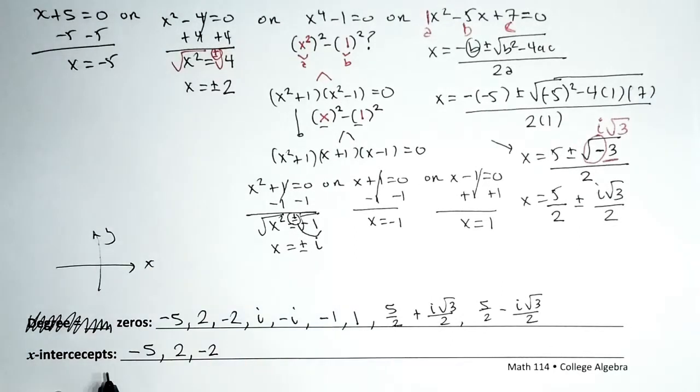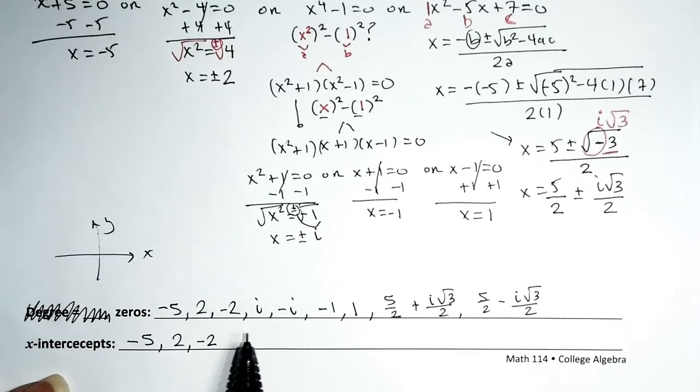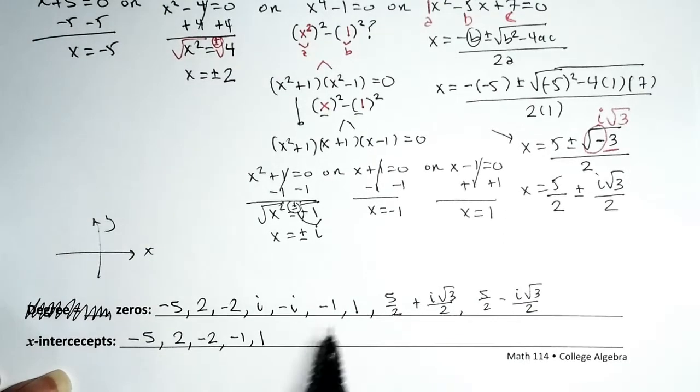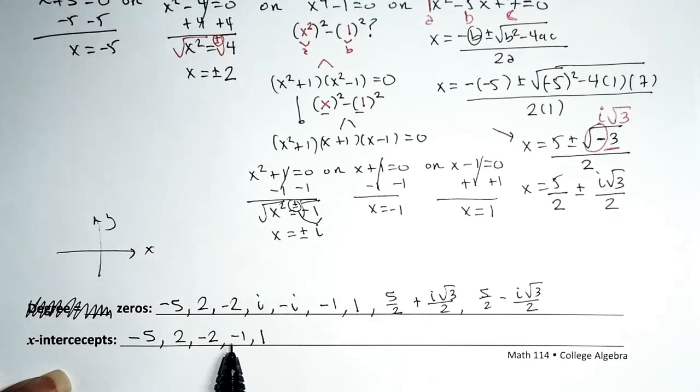Okay, so the x-intercepts are only the real zeros. So no I, no -I, but -1 and 1, those are real numbers. So if we had the time to punch it into our calculator, we would have seen that the zeros are the x-intercepts, and I believe that's it.